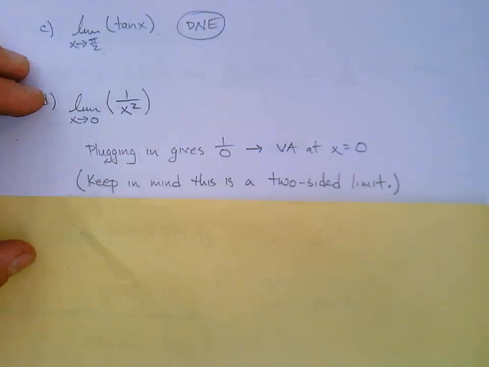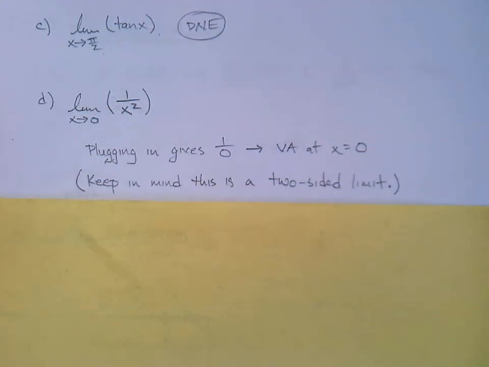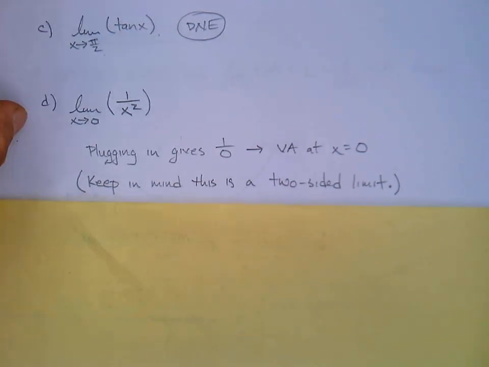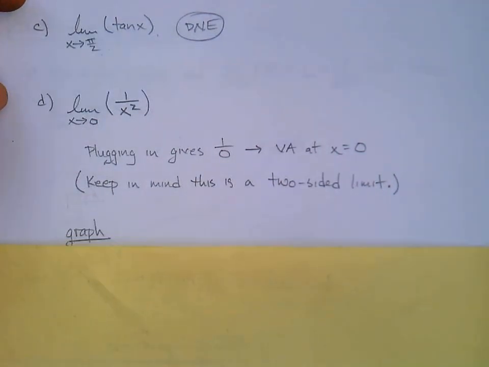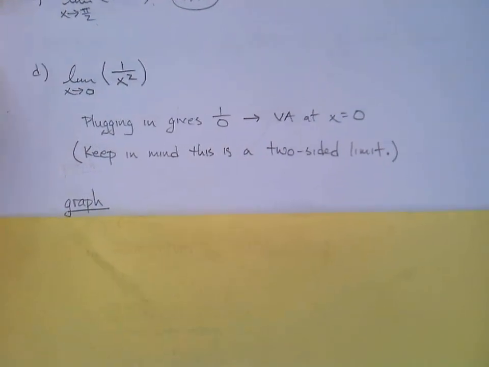How are we going to figure this out? Oh yeah, there's a note. Keep in mind this is a two-sided limit, so we'll have to look at the left side and the right side separately, and then they need to agree for us to have an answer. Okay, well, let's see here. How are we going to approach this? Again, there's the graph or a table. They're equally valid for the case of vertical asymptotes.